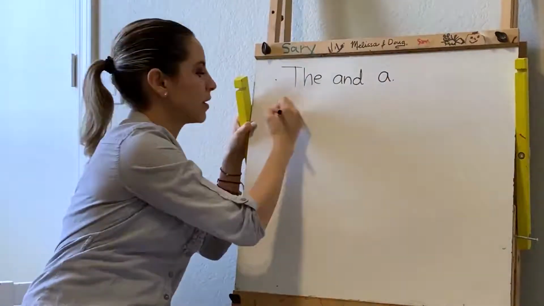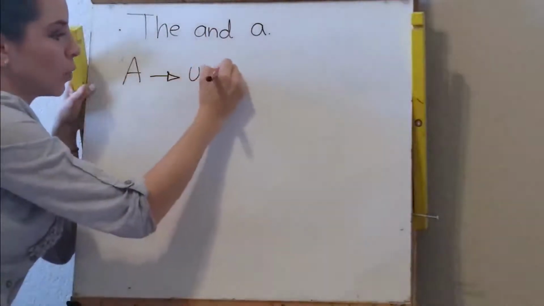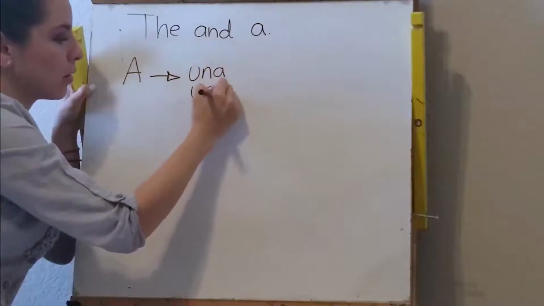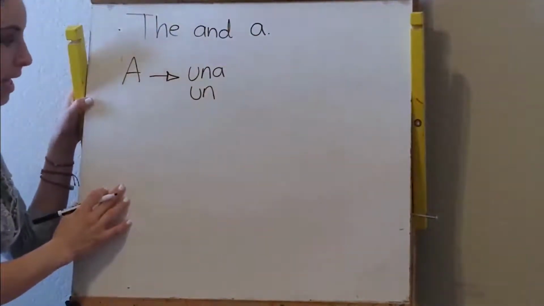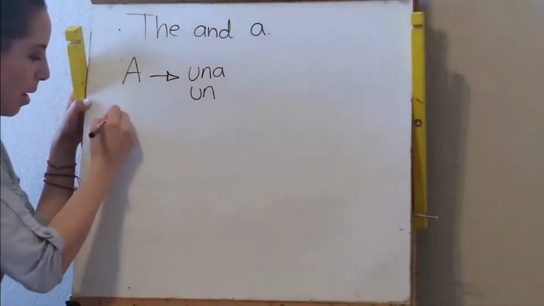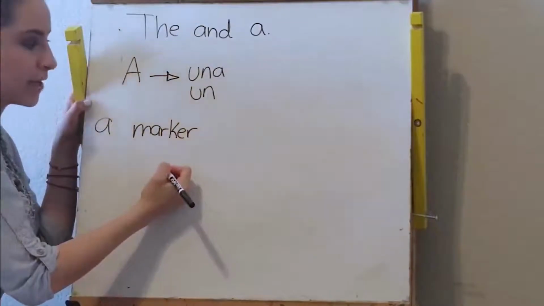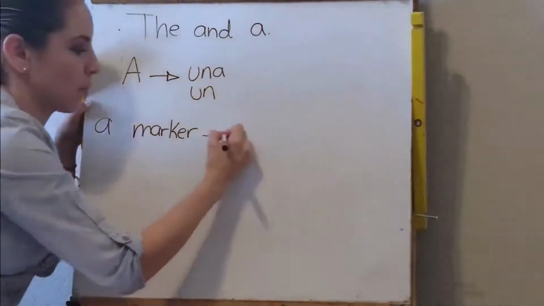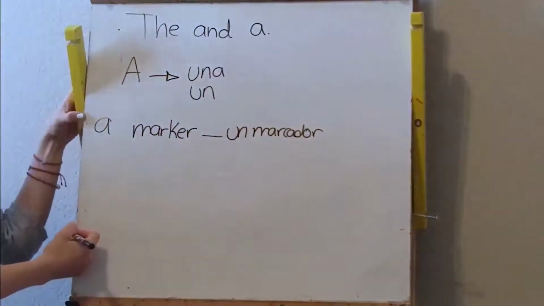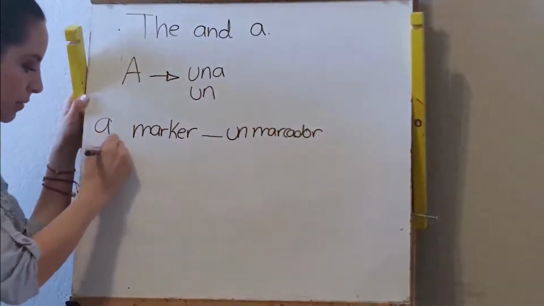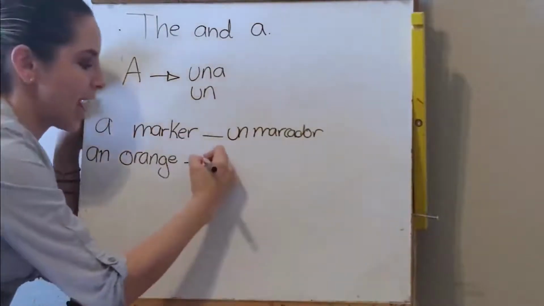The meaning of the letter A in Spanish is una. Una o un. Una, feminine, un, male. In English, we say a marker, which means, in Spanish, un marcador. In English, we say an orange, which means una naranja.